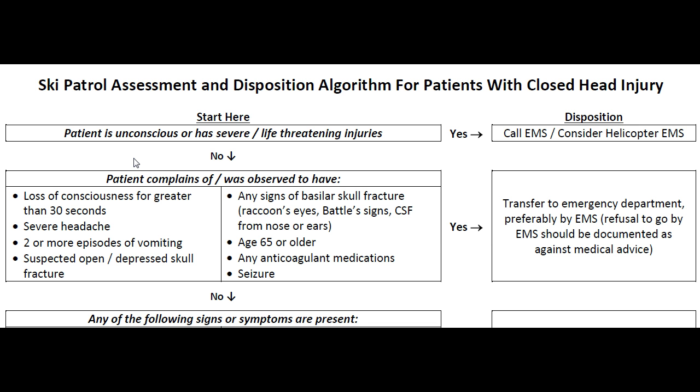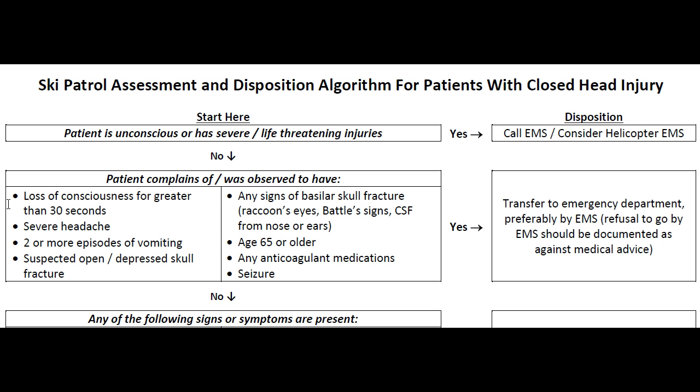If they're not unconscious or they don't have obvious severe life-threatening injuries, then the next thing that we're thinking about is, does the patient have any indications of significant intracranial injury? That is a neurosurgical emergency like a subdural hematoma, an epidural hematoma, traumatic subarachnoid hemorrhage, even intraparenchymal bleeds. And so we assess them now for those findings.